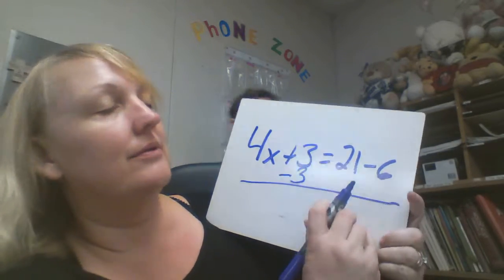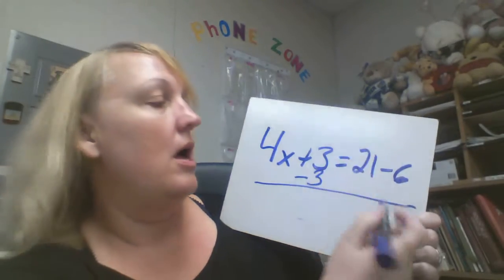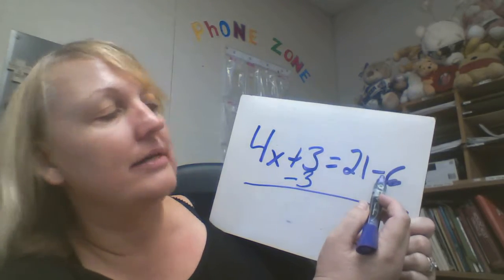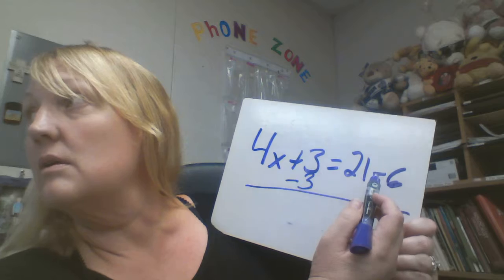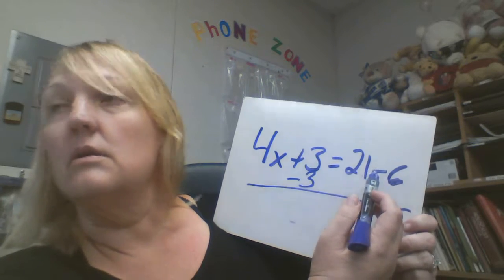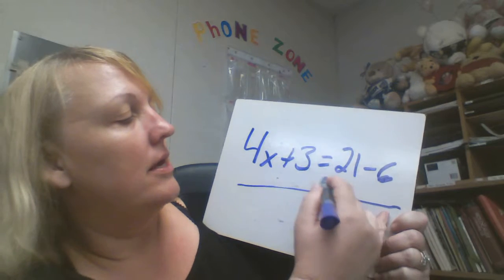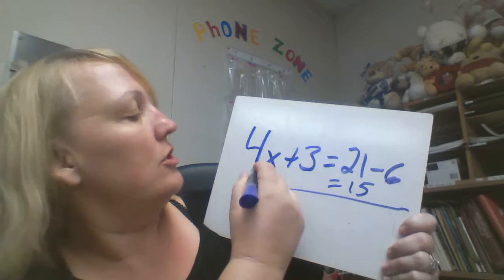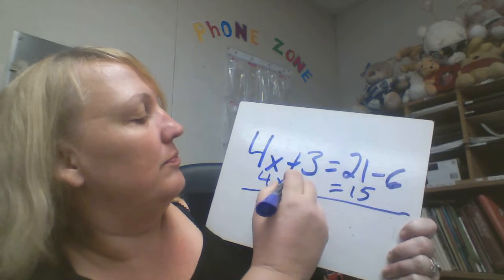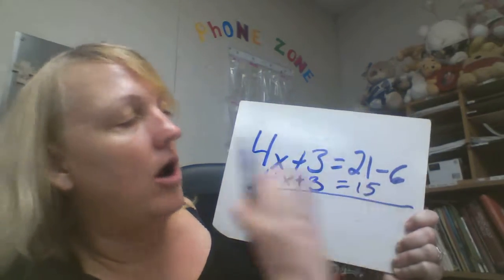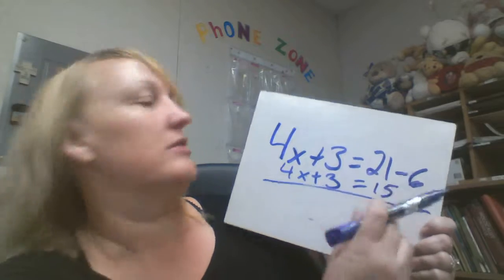Whatever we do, sorry, forgot a step. Combine all of our like terms. 21 minus 6 is 15. So let's do that. So 21 minus 6 equals 15. So we rewrite 4x plus 3 equals 15. Okay, so we combined all the like terms that we can possibly combine at this point.